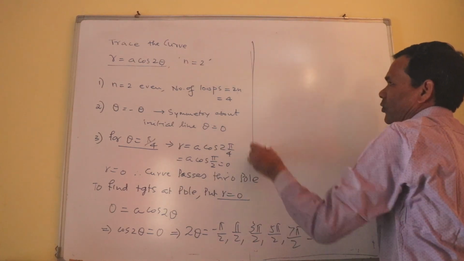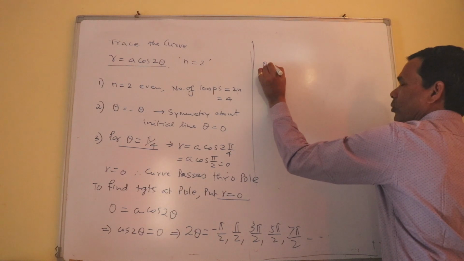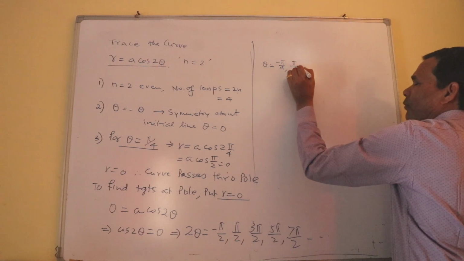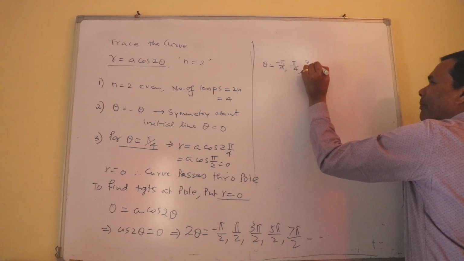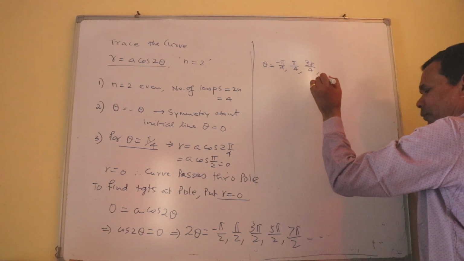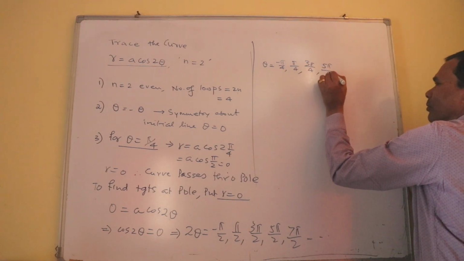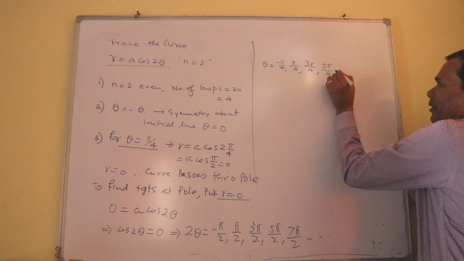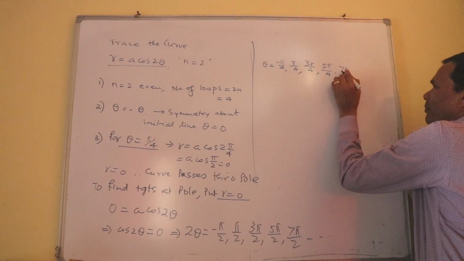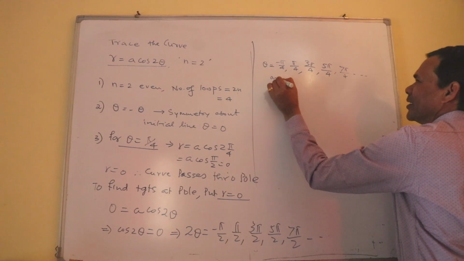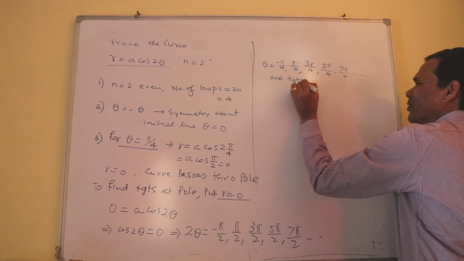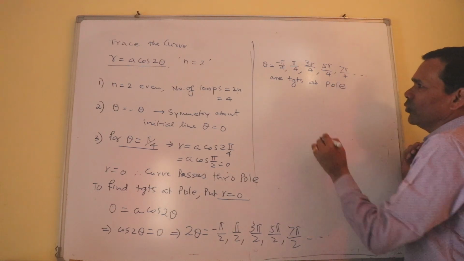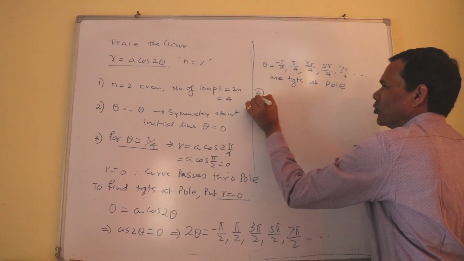So we simplify this further. Theta is equal to, I take this 2 to the right hand side: pi by 4, 3 pi by 4, 5 pi by 4, and so on. So 3 pi by 4, 5 pi by 4, 7 pi by 4 are the tangents at the pole.